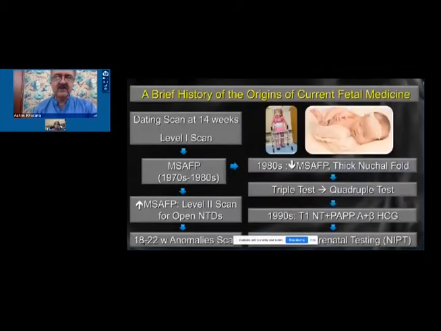I'd like to introduce this topic by taking you into a brief history of the origins of current fetal medicine. We know that the story started with just a simple look that we needed to do for the neural tube defects, where we used to do a dating scan in the 70s and the 80s at 14 weeks, which was called a level 1. And then we went on to assess maternal serum alpha fetoprotein if she was 14 weeks. And the ones with the raised level used to come back for a level 2 scan at 16 weeks to look for open neural tube defects. We've come a long way since then.